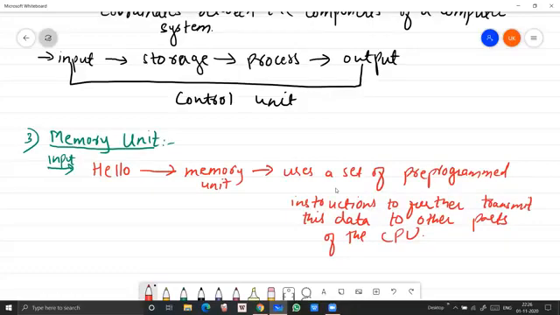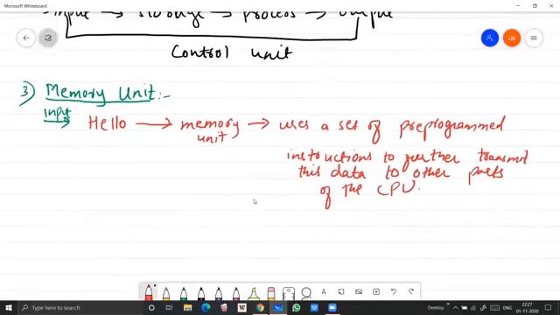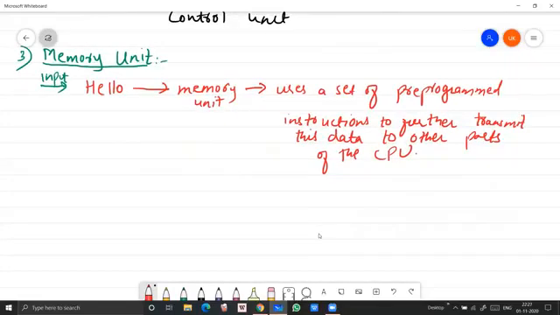When we talk about storage and processing, all the components coordinate with each other with the help of the control unit. But the memory unit, before sending the data to other components of the CPU for processing, keeps it until the pre-programmed instructions need to be processed by other components as well. So that's why the memory unit is very much necessary to store data.